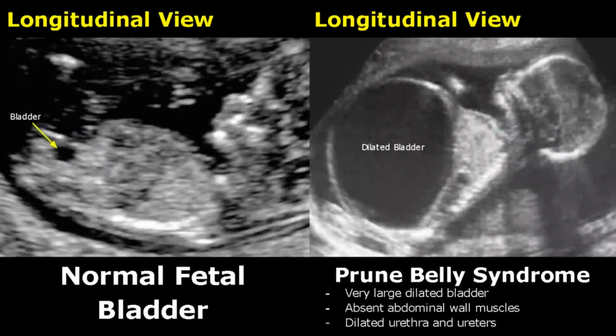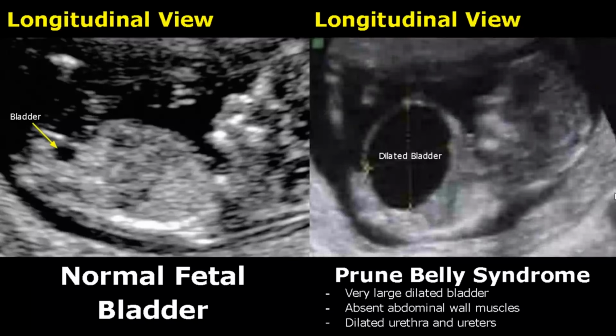In prune belly syndrome, there is a very large bladder. It can even occupy the abdomen and the abdominal wall muscles are absent. Here you can see the whole bladder and this layer is also very thin. And the urethra and ureters are also dilated. Here we have another case of prune belly syndrome. In the longitudinal view, you can see a very large dilated bladder.